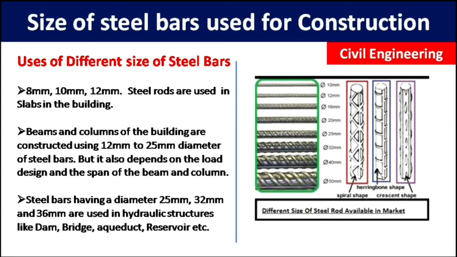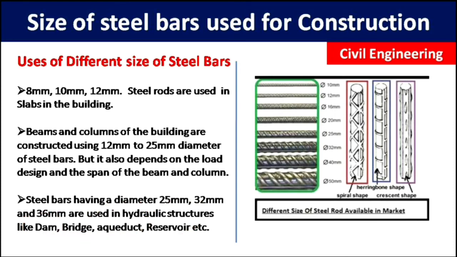Our next point is steel bars of diameter 25 mm, 32 mm and 36 mm are used in hydraulic structures like dam, bridge, aqueduct and reservoir, etc. The sizes of steel which are more than 25 mm, like 40 mm, 50 mm, are used to construct heavy structures which have to bear a huge amount of load, like dam, aqueduct, reservoir.